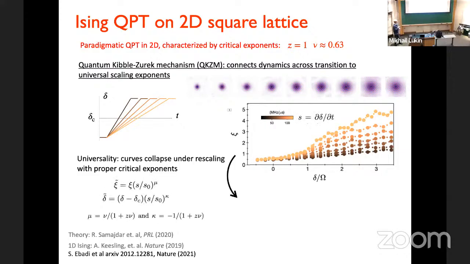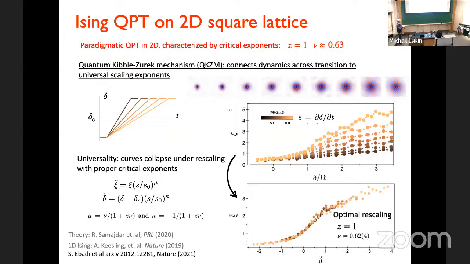And so if we do this rescaling, this collapse should be basically given only by this critical exponent. And indeed, we have a very nice collapse. In fact, by optimizing this collapse, we can extract these critical exponents, z and nu in particular. And this critical exponent which we measure is in very good agreement with the quantum phase transition prediction.